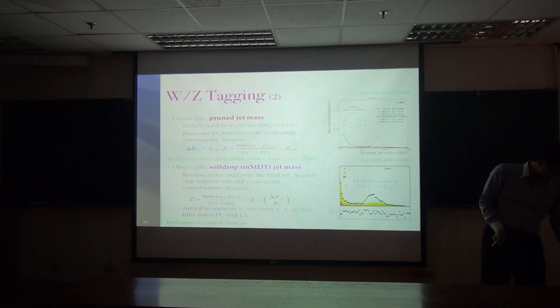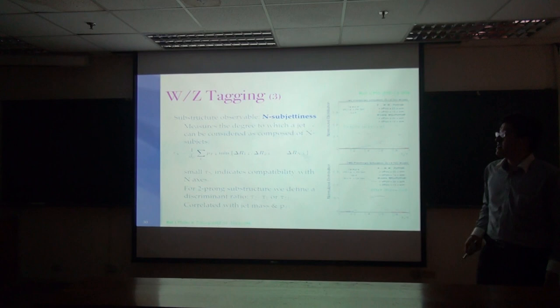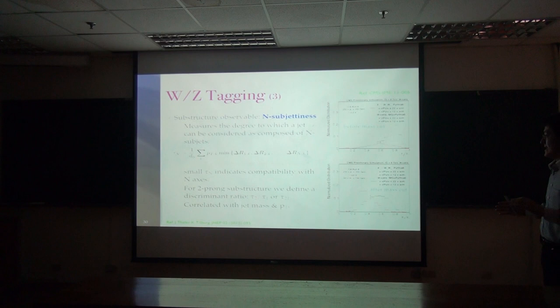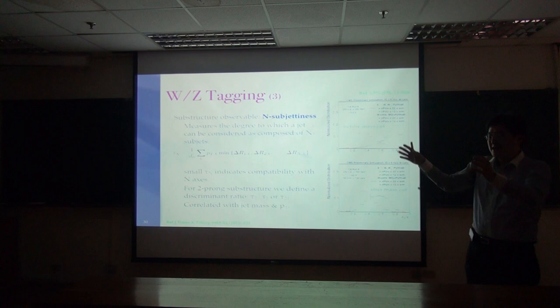So the key variable is actually not the mass, but what we call N-subjettiness. That's a kind of fancy name, right? The idea is to count how many constituents or how many clusters there are within a big cluster. Just like in a big cone, you have things that are clustered nearby, or become so-called subjets. So there's a way to count how many subjets there are within a jet.